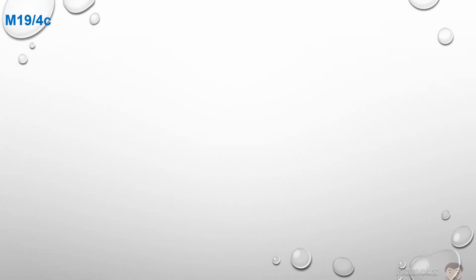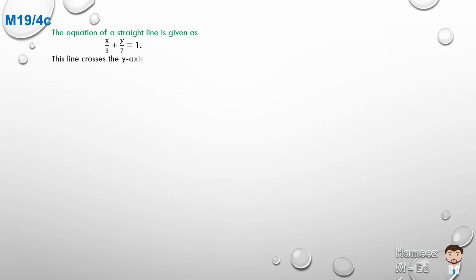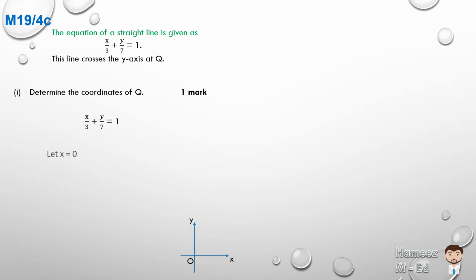May 2019, number 4c. The equation of a straight line is given as x over 3 plus y over 7 is equal to 1. This line crosses the y-axis at Q. Determine the coordinates of Q. Well, let's write the equation. x on 3 plus y on 7 is equal to 1. And if it is cutting the y-axis, it means that the x value is 0. So if we substitute that, we're going to get 0 over 3 plus y over 7 is equal to 1.